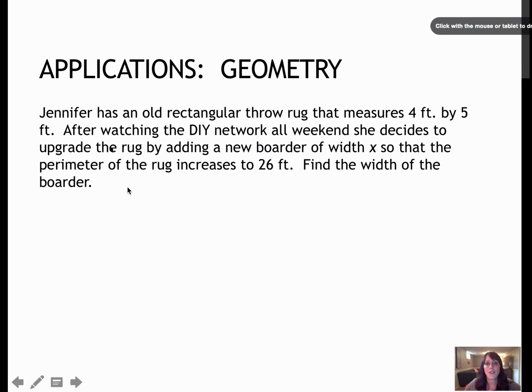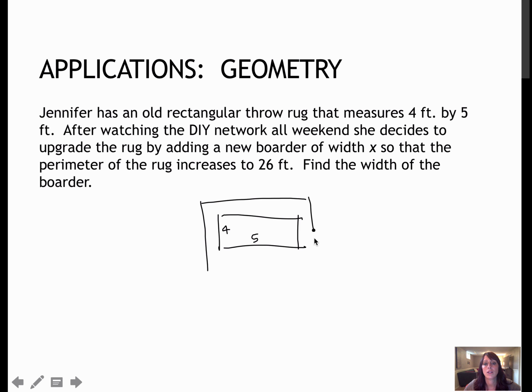And so if we have a rug that is currently 4 by 5, and we've decided that we're going to add a border to the outside because we're super crafty. And we know that that border is going to be x width, which means from here to here is x, from here to here is x, and it's x really all the way around. We also know that now that we're adding that extra, the perimeter of the rug increases to 26 feet.